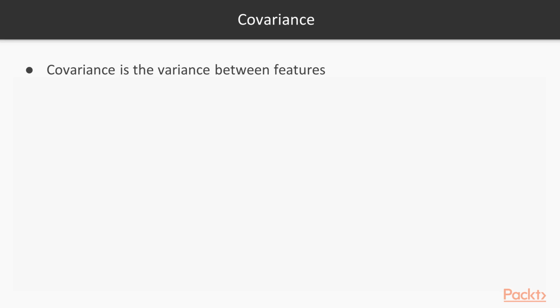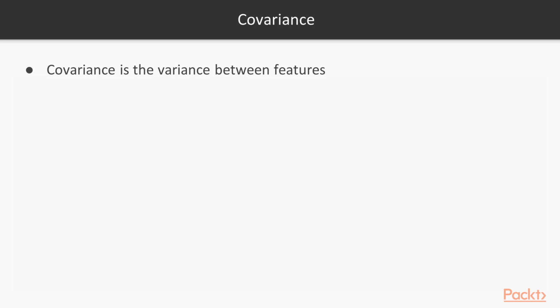Now, without going into a lot of math, we are just going to cover intuitively what covariance means and what eigenvectors are at a very high level, just to give you an idea, because these are the things that are used in calculations of PCA.